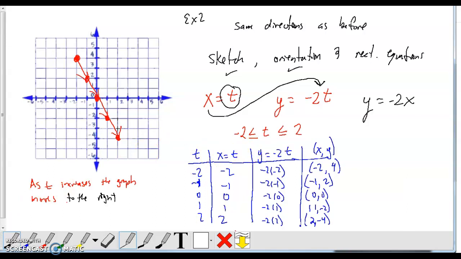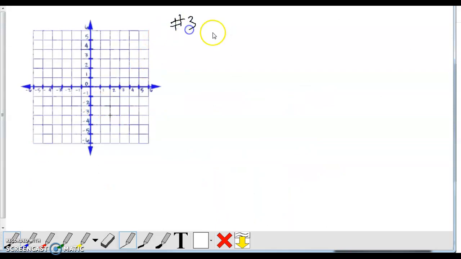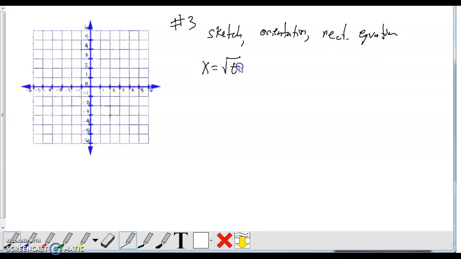Again, same directions. So number 3, let's sketch to the best of our ability, orientation, and then rectangular equation. So x is equal to the radical of t, y is equal to 3t plus 4, and t is going to be greater than or equal to 0. Okay, so on this one, let's not plot points necessarily. Let's get rid of our parameter first. Let's switch it up a bit.